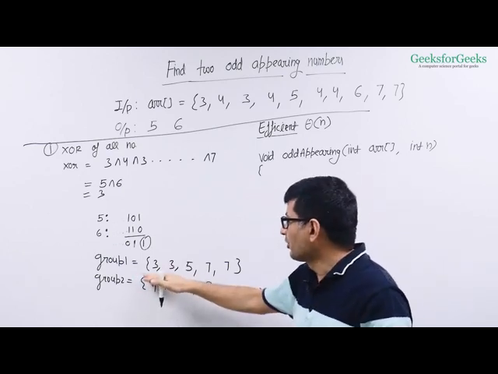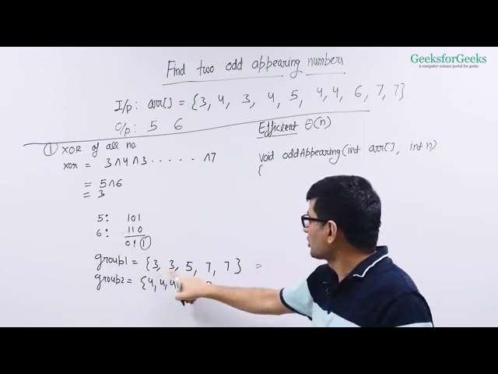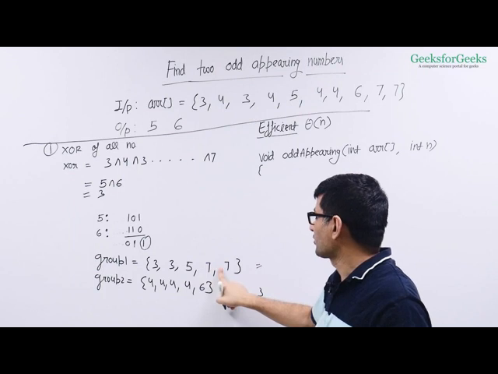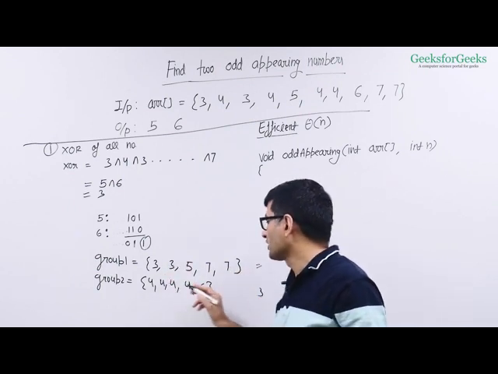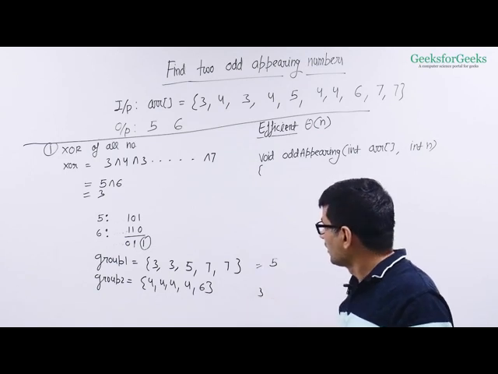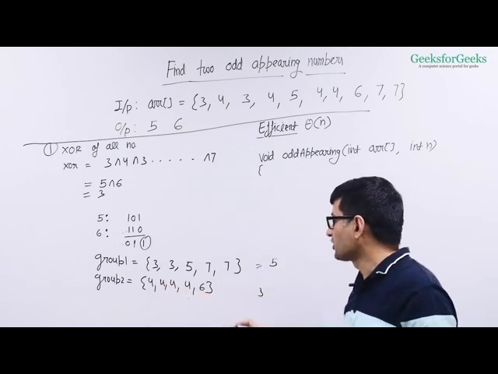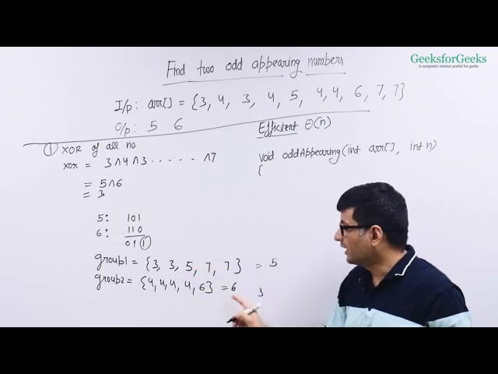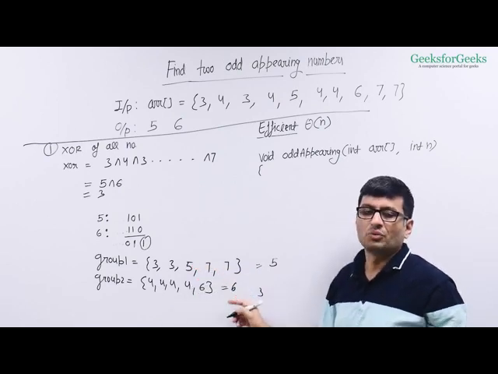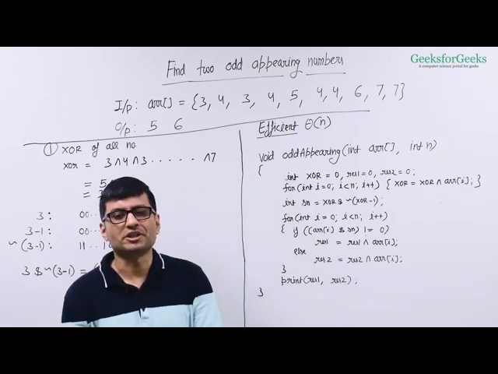If you do XOR of all the numbers in group 1, what will you get? You will get 3 XOR 3 XOR 5 XOR 7 XOR 7. The 7 and 7 will cancel out each other, 3 and 3 will cancel out each other, and you will get 5. If you do XOR of all the numbers in group 2, all the 4s will cancel out each other and you will get 6. So you get the output as XOR of group 1 and XOR of group 2. So we get an idea. Let's now implement it. Let us now talk about implementation.